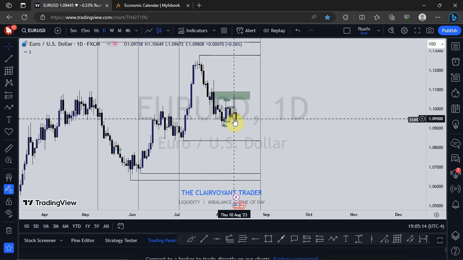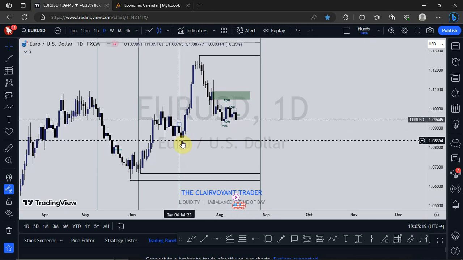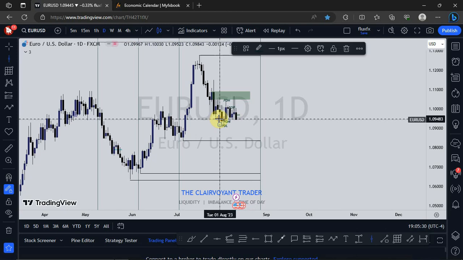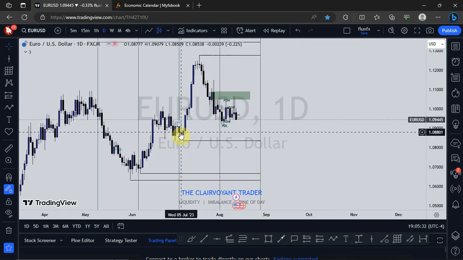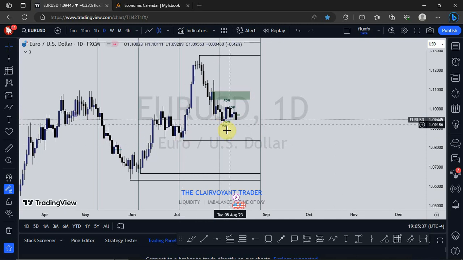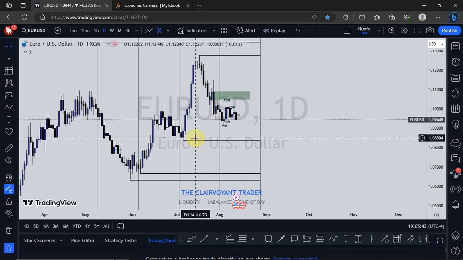So as it stands now, my next draw on liquidity is going to be this zone right here. This low, and I think this low is the previous 40-day low. I don't know where this line has gone to. So the previous 40-day low, that is going to be my target. But don't forget the previous 20-day low has already been taken out right here. So my next draw on liquidity is the previous 40-day low.